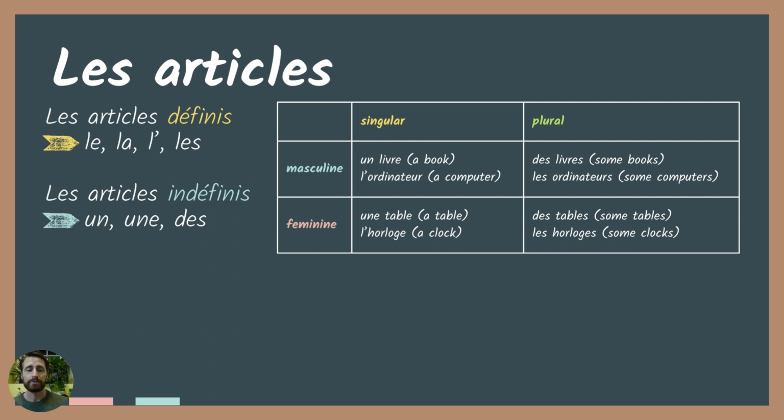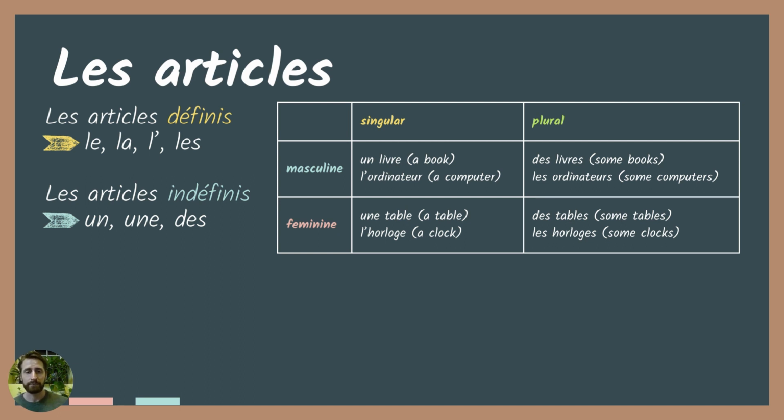Next, we have plurals. So we have plural masculine, des livres, some books, and les ordinateurs, some computers. So here we can see that in des, or even if we said les livres, that S is not pronounced. However, when the noun begins with a vowel sound, we make what's called a liaison between the two words. So it's sort of a connection in between them. That S becomes a Z sound. Les ordinateurs, some computers.